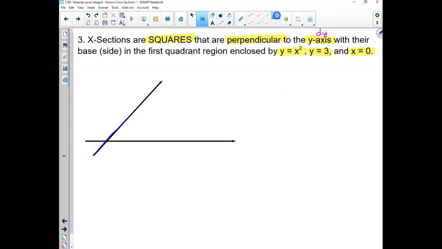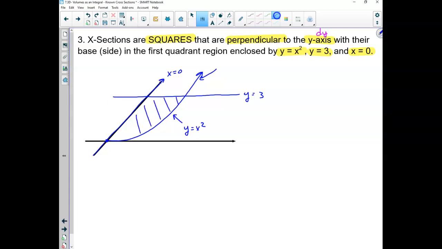That's this one, my x equals 0. I'm going to look at y equals 3, that's going to be here. And we are going to be looking at y equals x squared, so this is going to be a parabola here. Here is our area region. So again, there's our area region, and I've got to shade it.